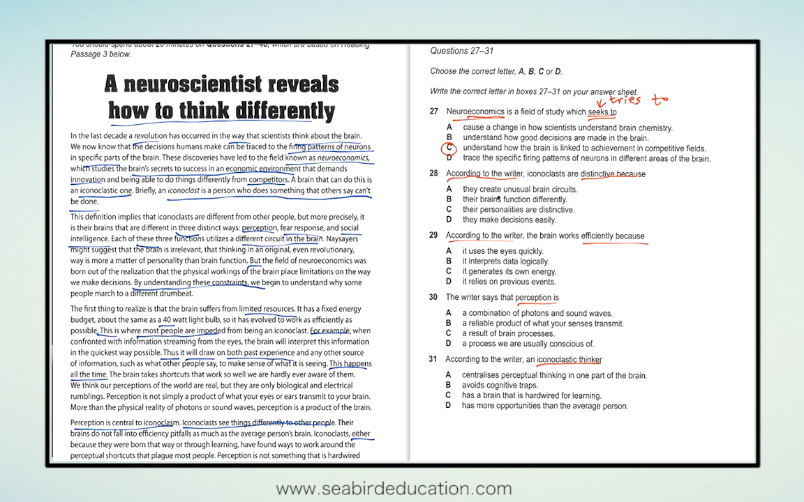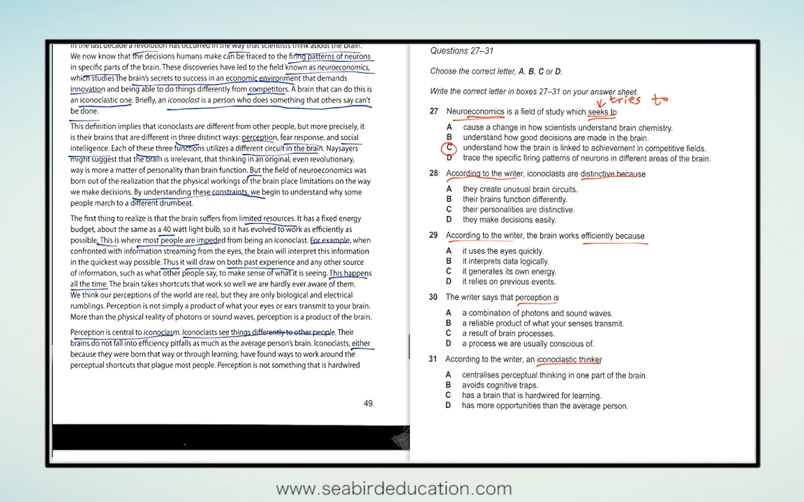Be careful. Brains function differently. See things differently to other people. They don't fall into the efficiency pitfalls such as the average person's brain either. It's because they are born that way, or through learning found a way to work it out. Their brains function differently, they create unusual circuits. Unusual brain circuits, does it say that? Different brain. Okay, no. Cover that one. I think that's trying to trick you.